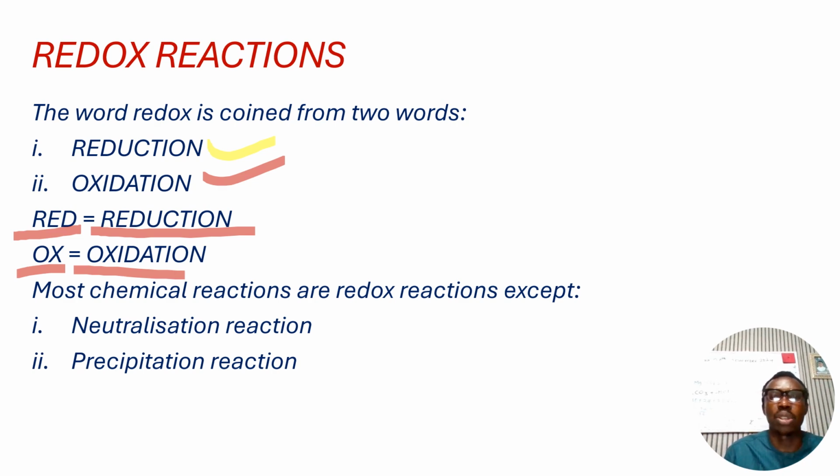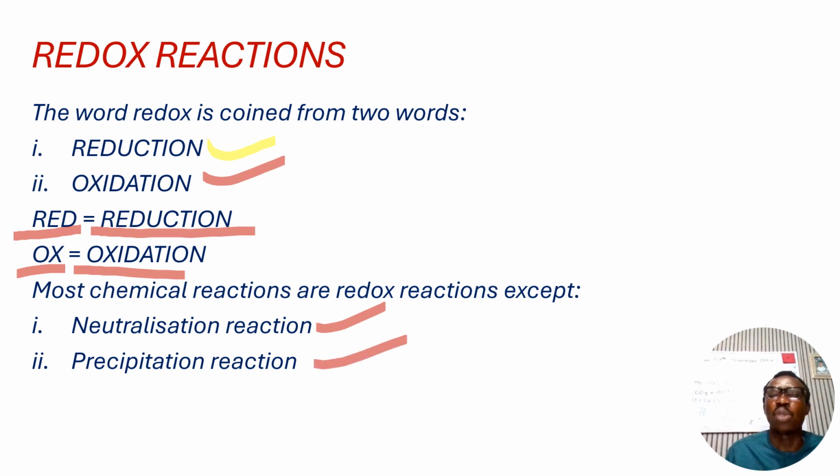Most chemical reactions are redox reactions. For example, combustion reaction is a redox reaction. Respiration is a redox reaction. Electrolysis, the electrolytic reaction that takes place in an electrolytic cell, is a redox reaction. So most chemical reactions are redox reactions except neutralization reaction and precipitation reaction.